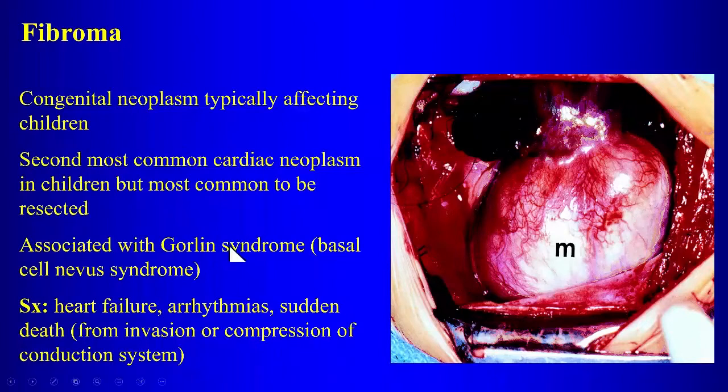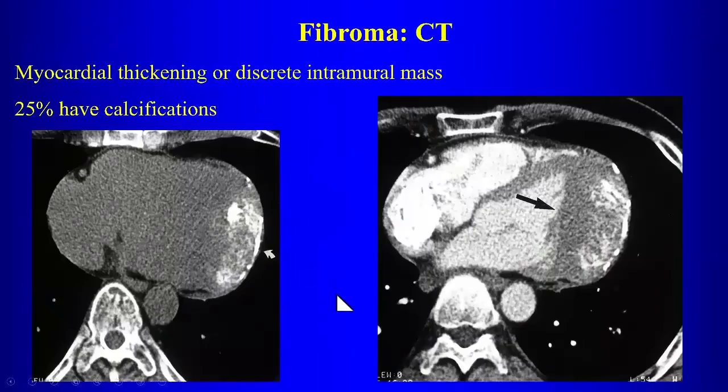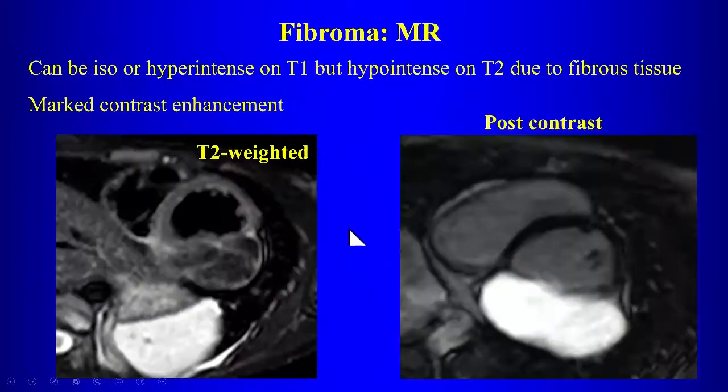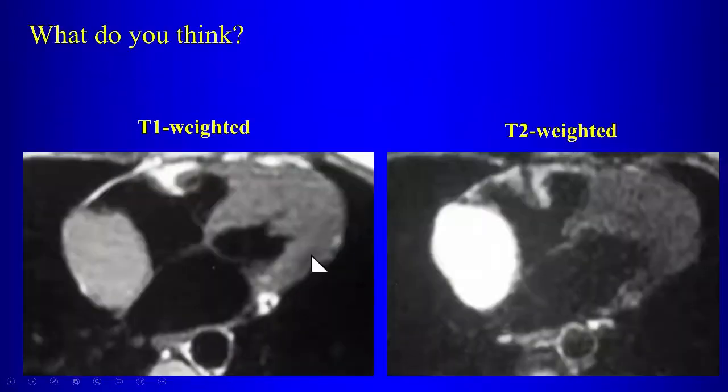Trivia question, it's associated with Gorlin syndrome or basal cell nevus syndrome, and it could cause various symptoms there, sudden death from a compression of the conduction system. But it might have that characteristic imaging feature of being very dark on T2 weighted imaging, and about 25% of fibromas are also associated with calcification. So that can be another clue that you're dealing with a fibroma. And we talked about the dark signal on T2.